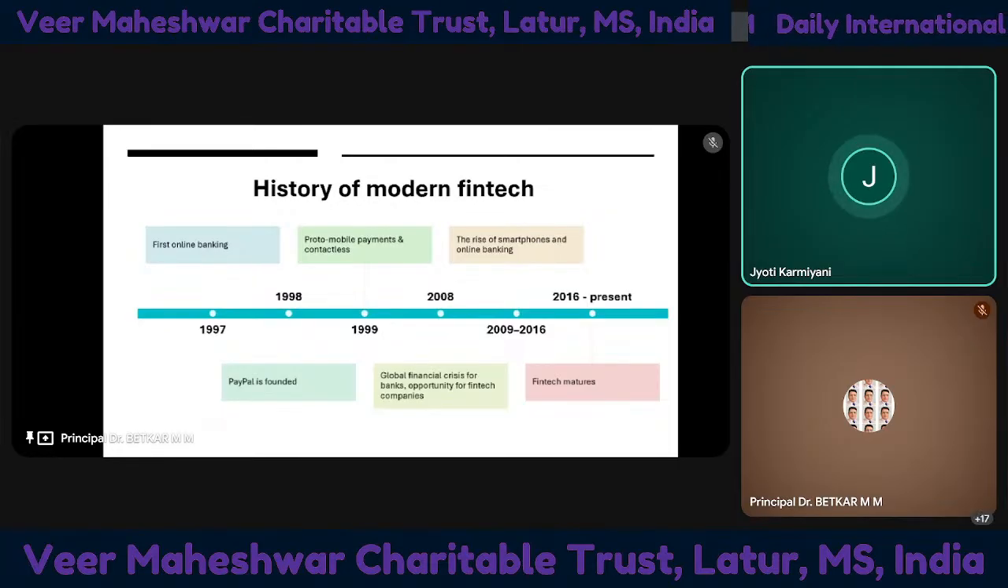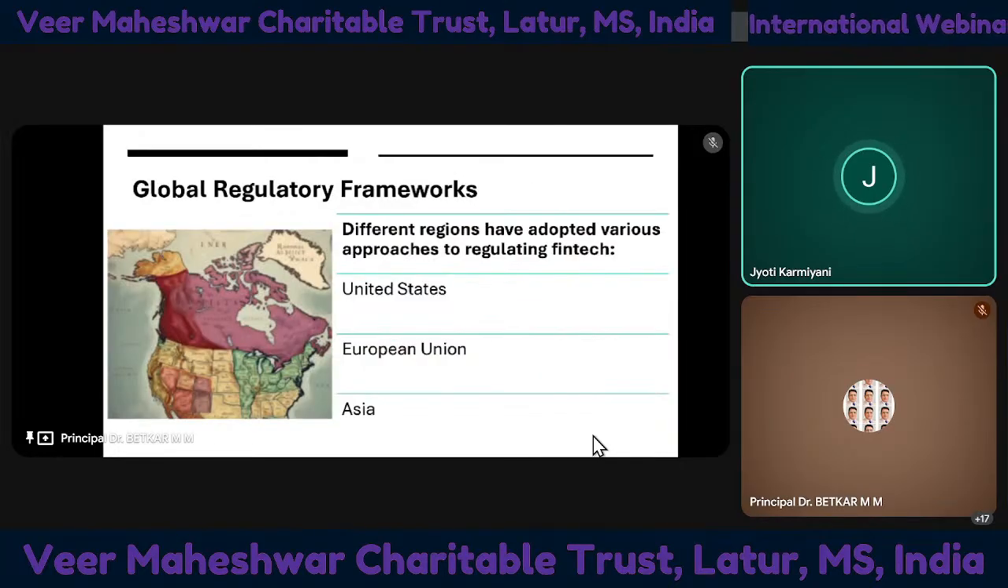And then in 2009 to 2016, fintech matures. The rise of smartphones and online banking presented the beginning of the app that made fintech approachable.